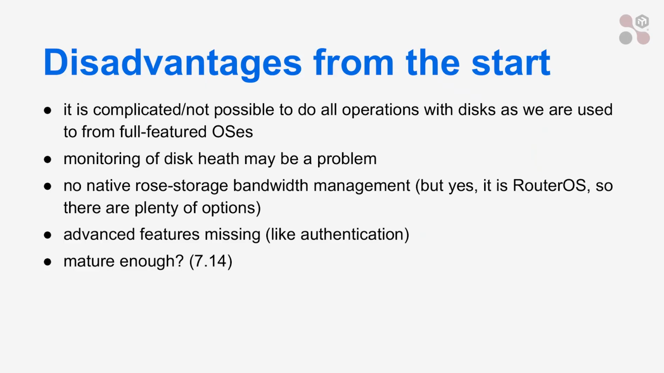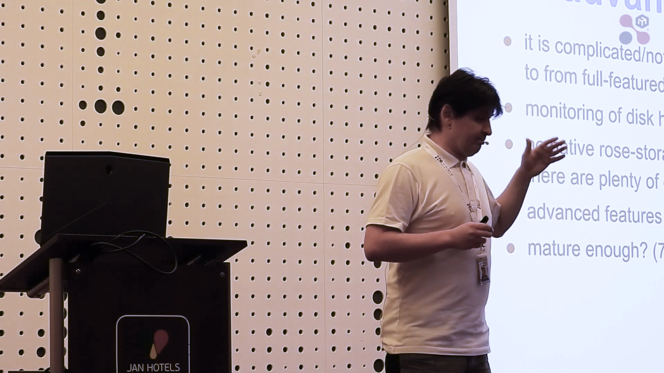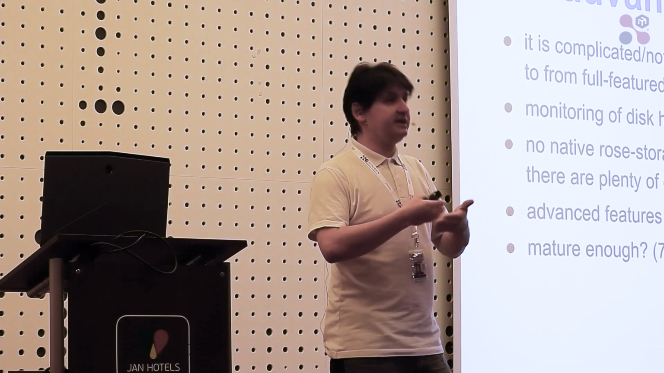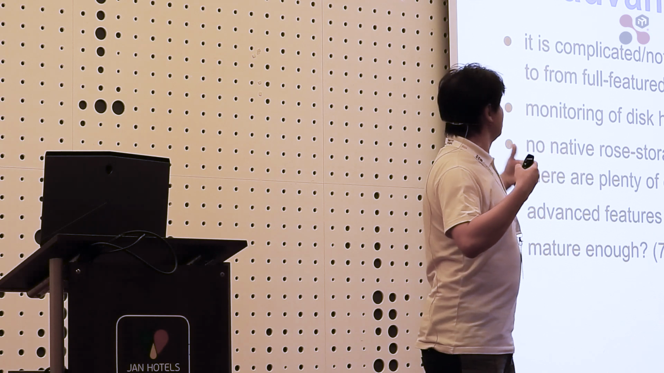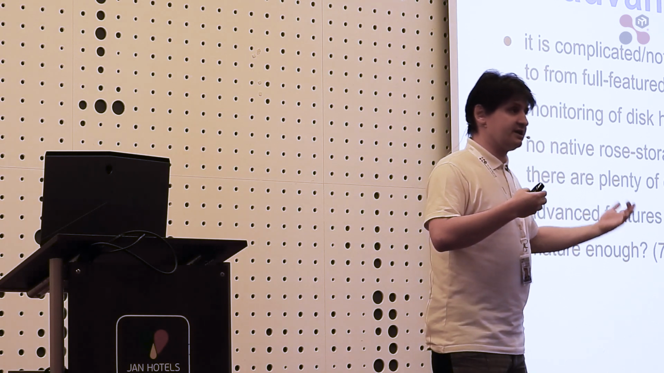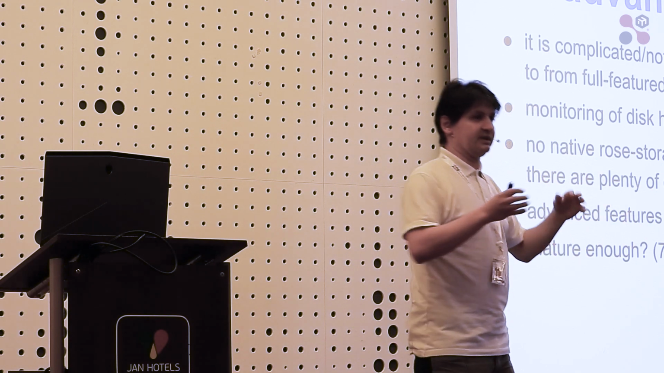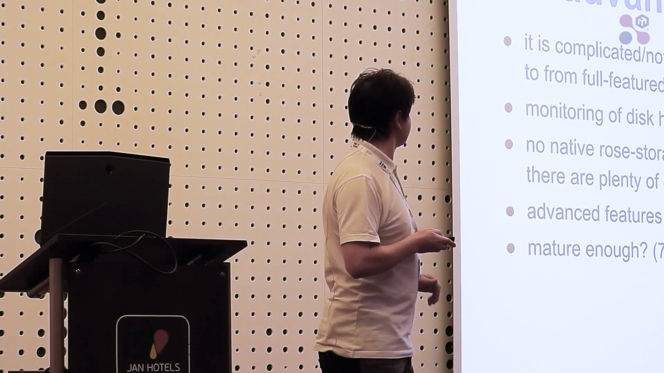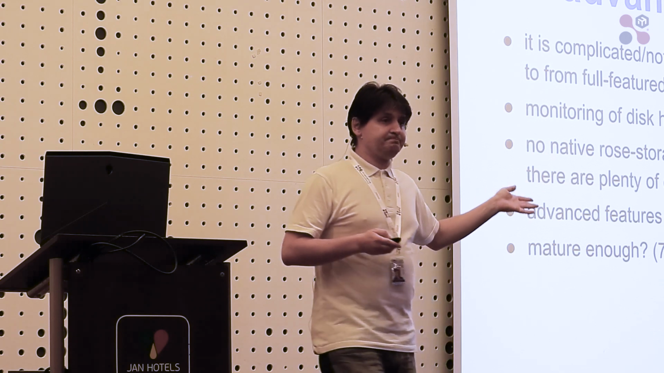Okay, we tried to put an NVMe disk into the CCR 2000, and it has got monitoring of the spare, so you can see the wear out of the disk, but I do not know personally right now how to collect it via standard SNMP. I can collect it via other means, but it's just another step which complicates things a little. Okay, there is no native bandwidth management.